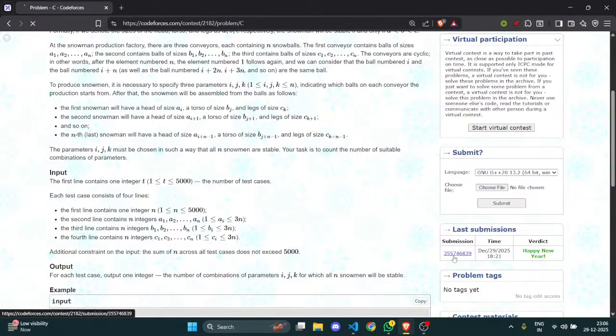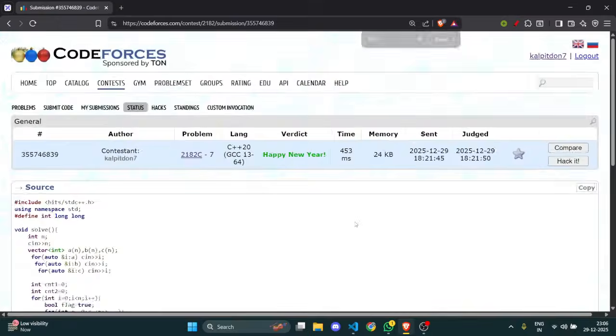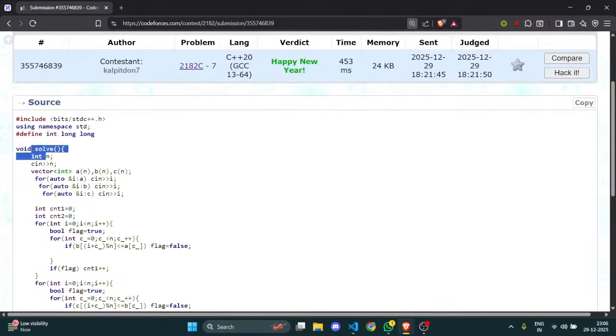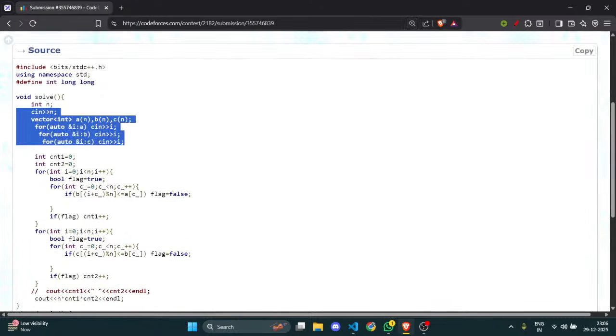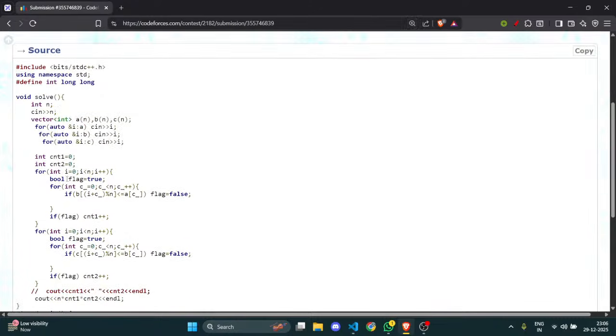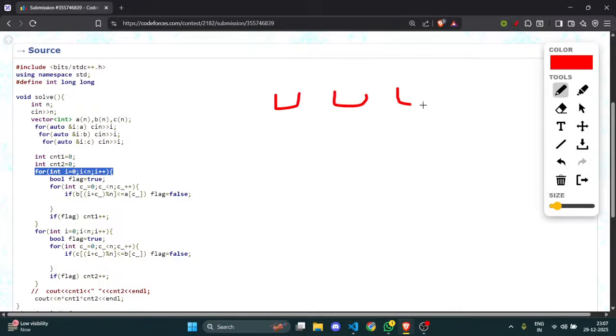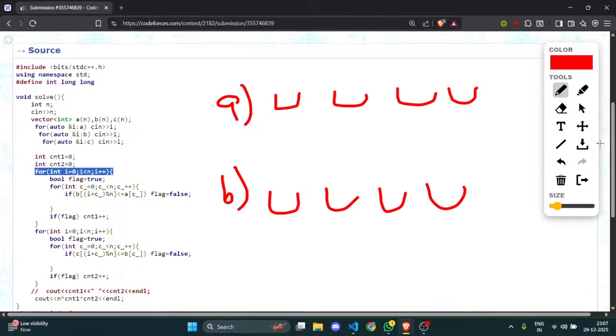So let's come to the code and try to see how we are actually doing it. First of all, take three vectors as input. This is count 1 and count 2. So this is the outer loop. The outer loop is the starting position of the b vector. The starting position of the a vector is fixed. If this is the a vector and this is the b vector, the starting position of the a vector is fixed here, but the starting position of the b vector would be varying.